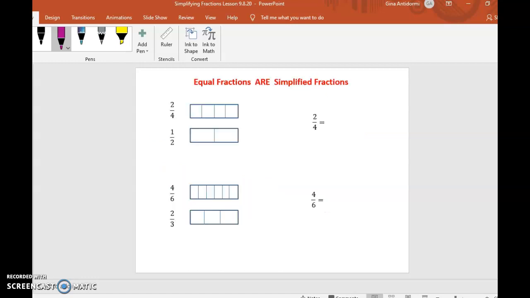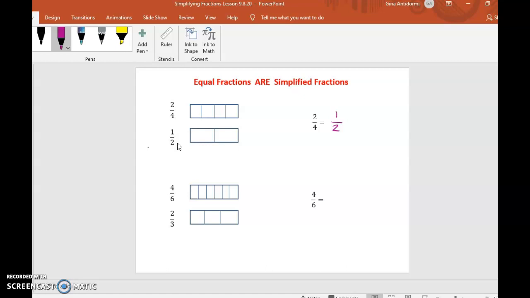All right, so simplified fractions are equal fractions. So picture elementary school when you spoke about fractions. If you have 2/4, that's the same as saying 1/2. So we can say that 2/4 is equal to 1/2. And let's see what this looks like.